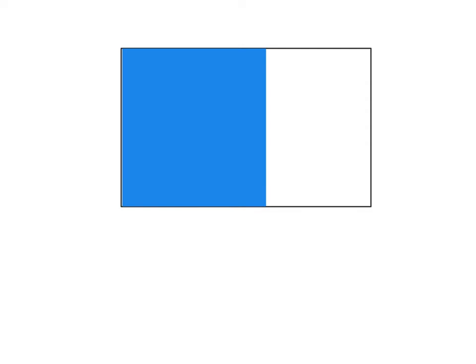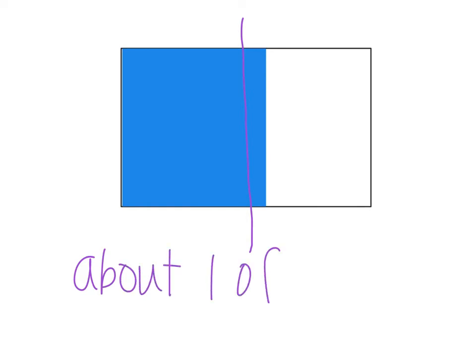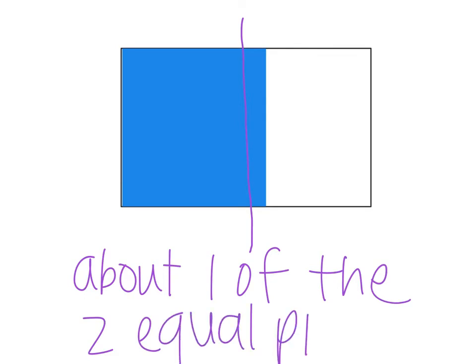In this example, the benchmark fraction that I'm thinking of when I see this problem is 1/2. 1/2 would be about right here, and this is a little bit bigger than that, but I could still say that it's pretty close to 1/2. So use those benchmark fractions that are easy for you and see if you can find one that it's close to. In this case, I might say that this blue shaded portion is about 1/2, because if I split it into two equal pieces, about one of the two pieces is shaded.